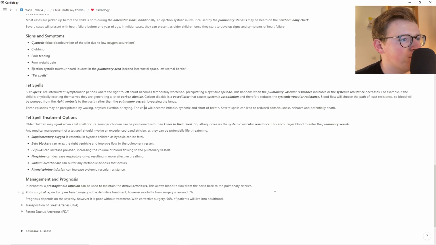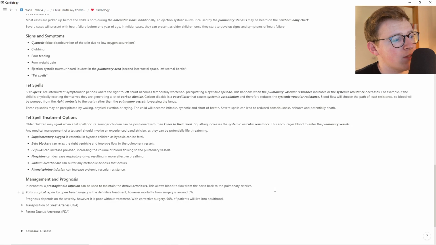So medical management. Supplementary oxygen, of course. Beta blockers, they relax the right ventricle and improve flow to the pulmonary vessels. So again, just changing the system of pressure and where the blood is going. IV fluids increase preload, increasing the volume of blood flow to the pulmonary vessels. Morphine decreases respiratory drive, resulting in more effective breathing. Sodium bicarb buffers any metabolic acidosis that occurs. And phenylephrine infusion can increase systemic vascular resistance.